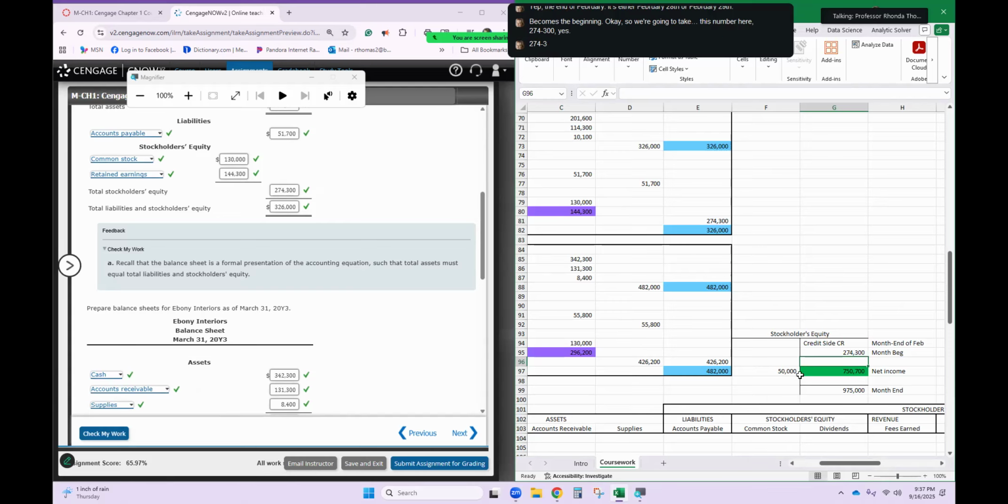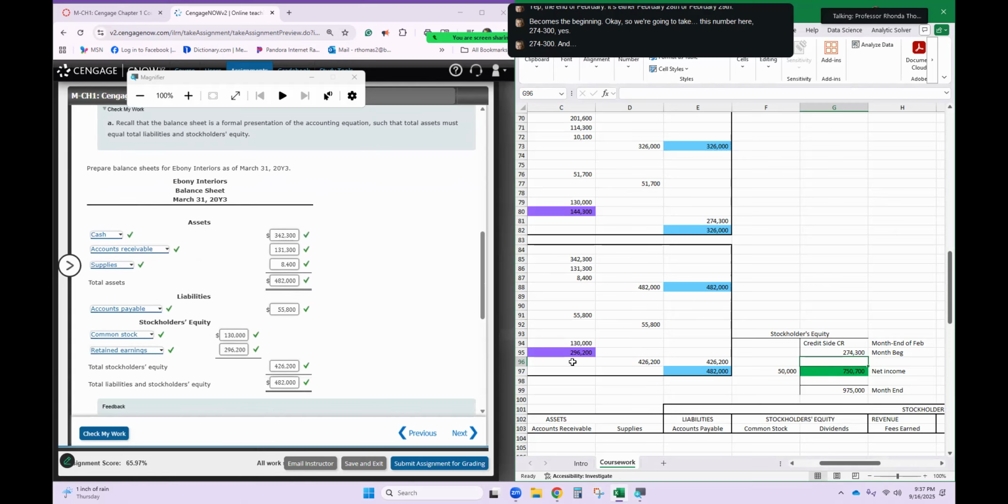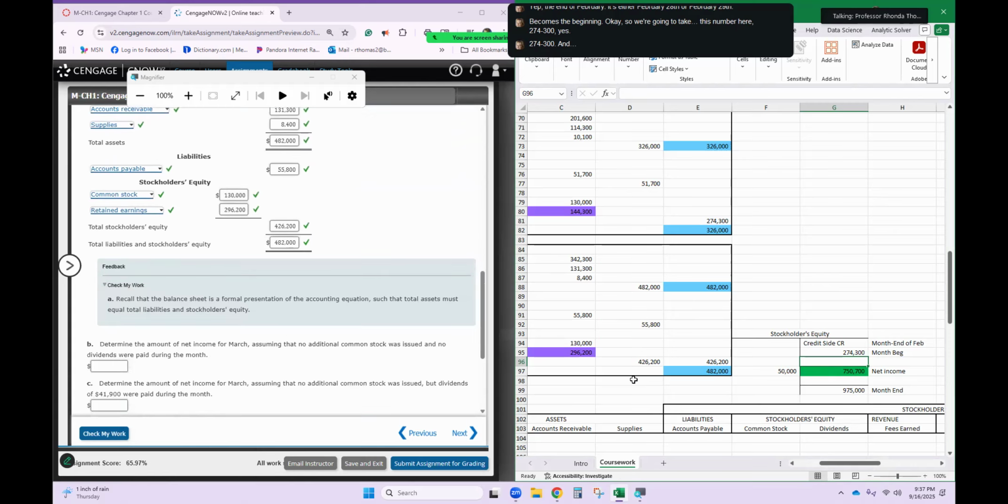274,300. And there isn't any dividends, so take out the dividends. And the month-end equity is $426,200. So let me see here.